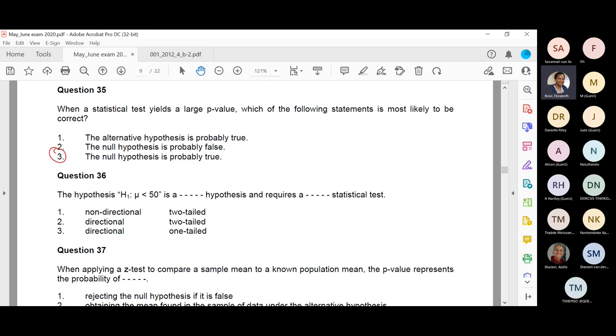Question 36. The null and the alternative hypothesis that states that the mean is less than 50 is a hypothesis test and requires a statistical test. Number three. When your alternative is like this, it is directional. And the test is one-tailed. One statistical test, which will be number three.